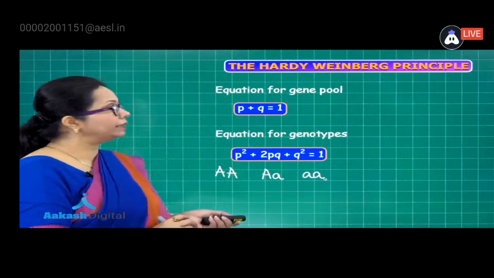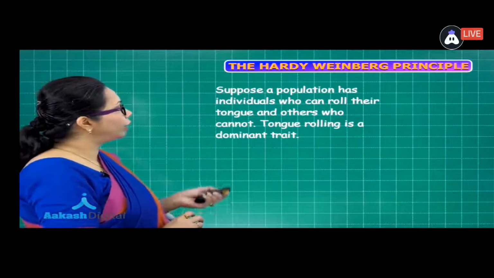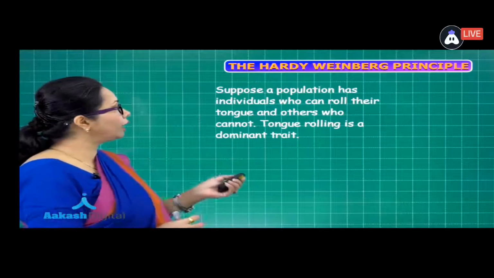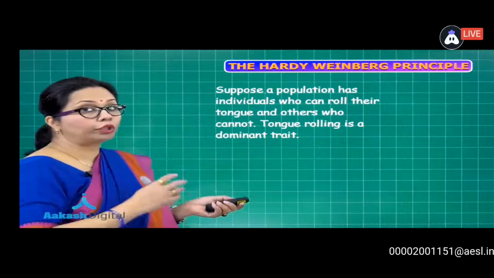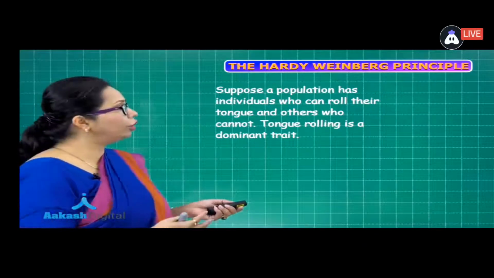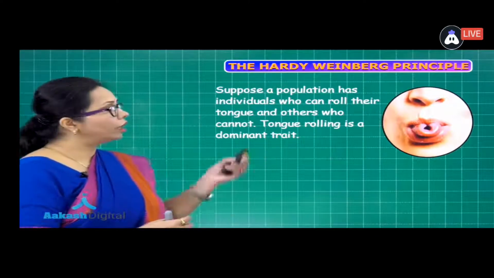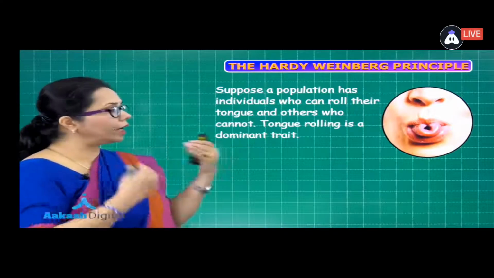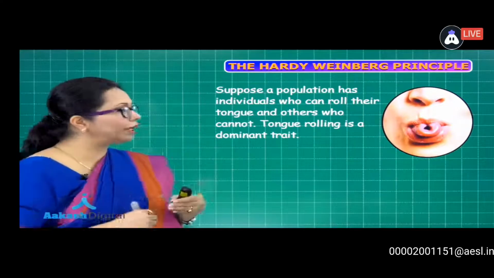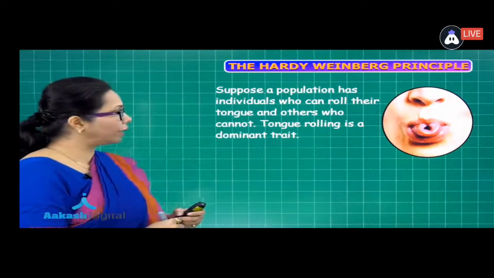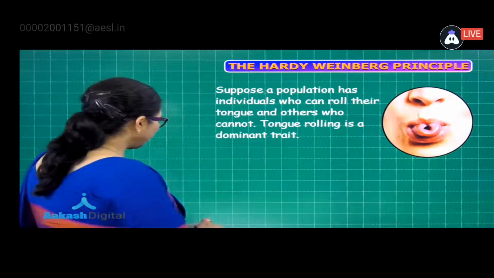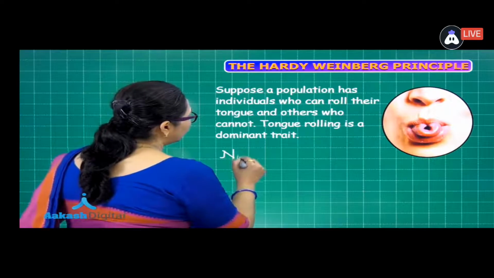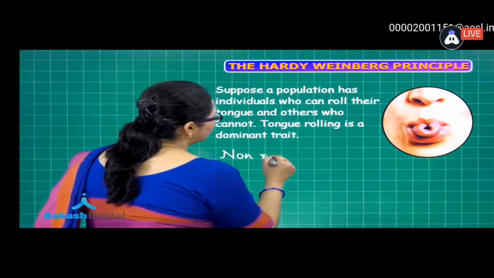Now let us take one example here. Suppose a population has individuals who can roll their tongue. Now tongue rolling is a dominant trait. So there would be tongue rollers and non-rollers. This is how tongue rolling appears. The people who can roll their tongue, the lateral sides can be folded inward, and that's what tongue rolling is.